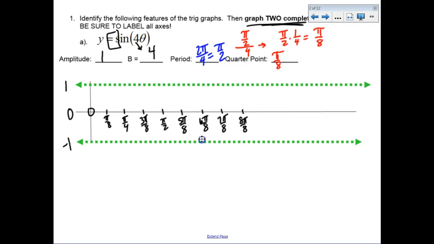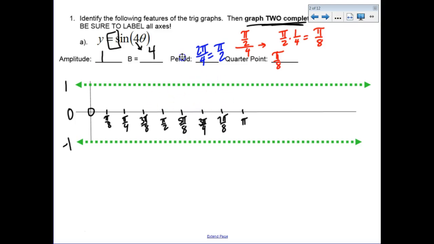6 pi over 8 is 3 pi over 4. And then 8 pi over 8 is 1 pi. So that makes kind of beautiful sense, right? If the period length is pi over 2, half of a pi, and I'm graphing 2 cycles, that means I need to get out all the way to pi.